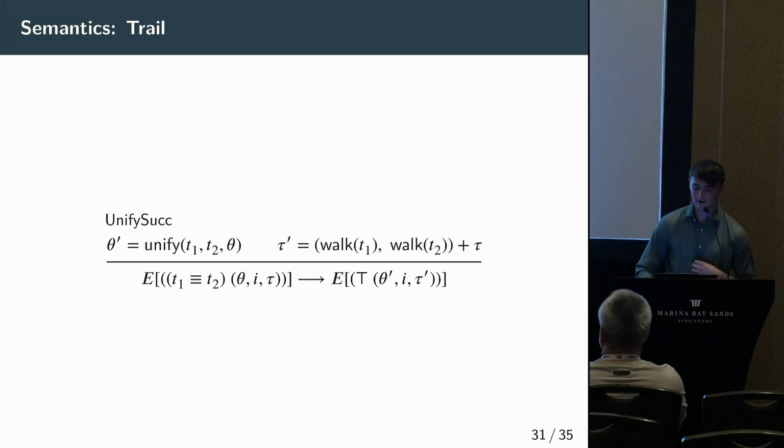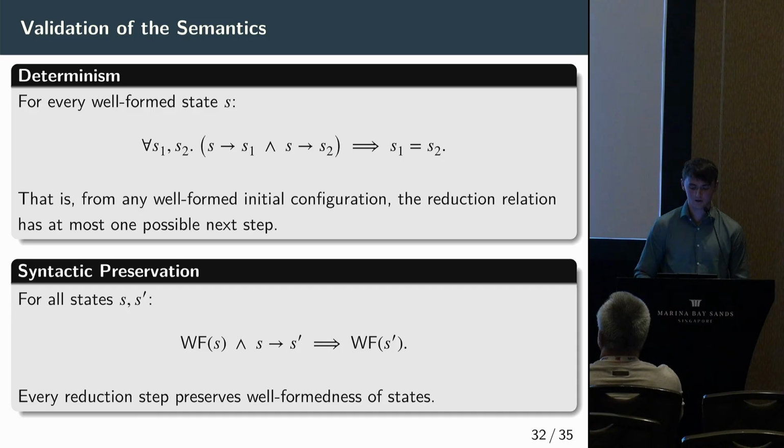Right, so this is how we would update the unify succeed rule. We basically add a new component to our state, which is the trail, the little T symbol, and then we update that when unify succeeds. We walk the terms and add them to the trail.